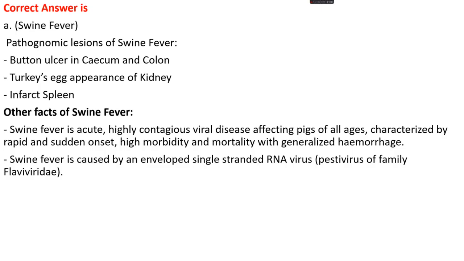Let's see the pathognomonic lesions of swine fever, that is button ulcers seen in the cecum and colon. Button ulcers are ulcers in the shape of a button, mainly seen in cecum and colon. The kidney appears like a turkey egg, and the spleen shows infarction. Okay. And let's see some other facts of swine fever.